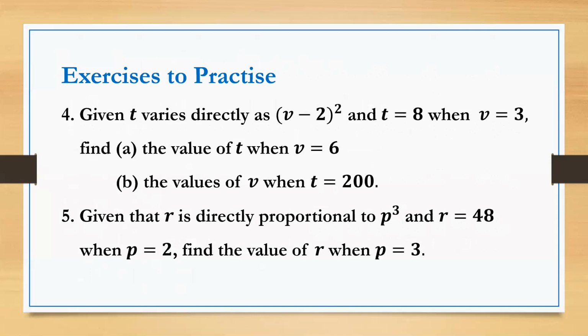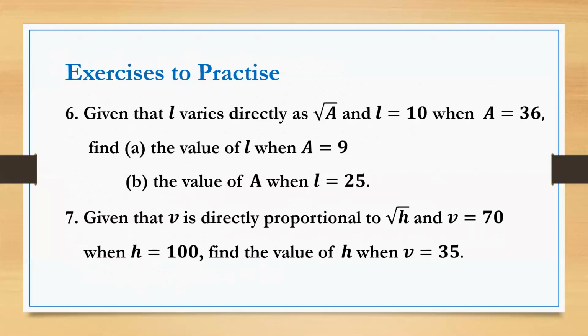Question 4 is slightly different. You have t varies directly as v minus 2 squared. And question 5, you have r is directly proportional to p cubed. Question 6, you have L varies directly as the square root of A.